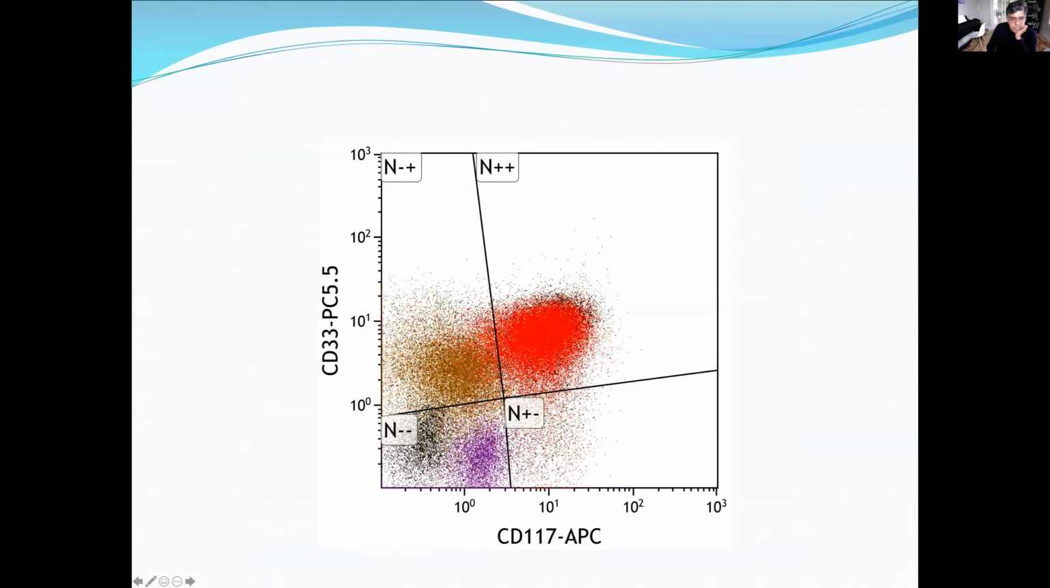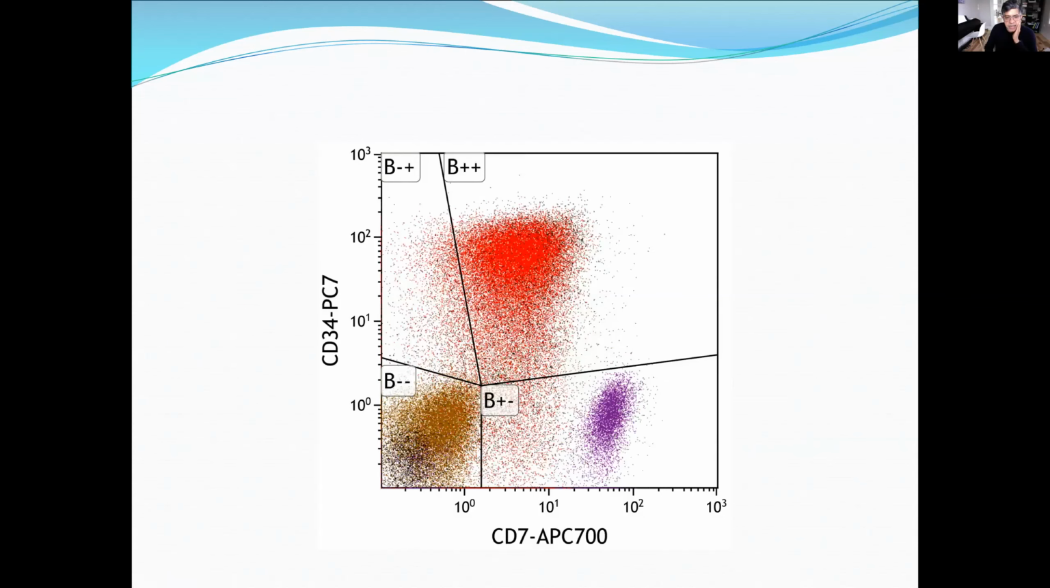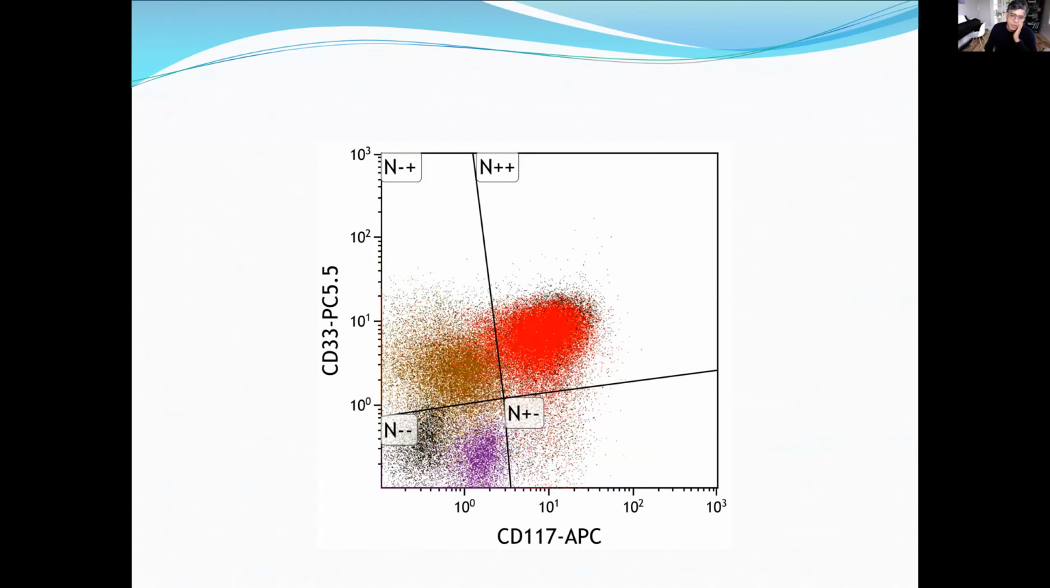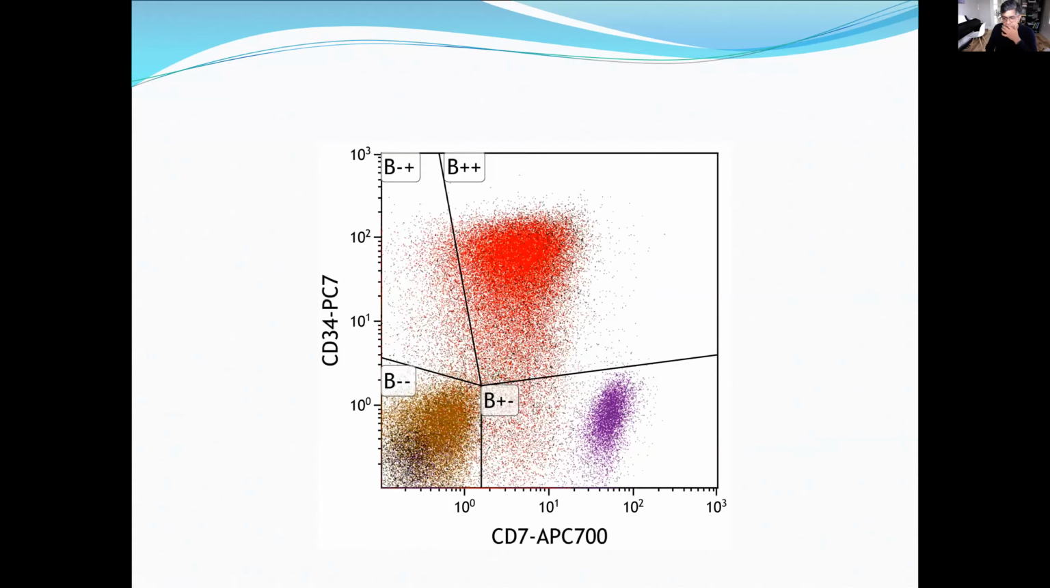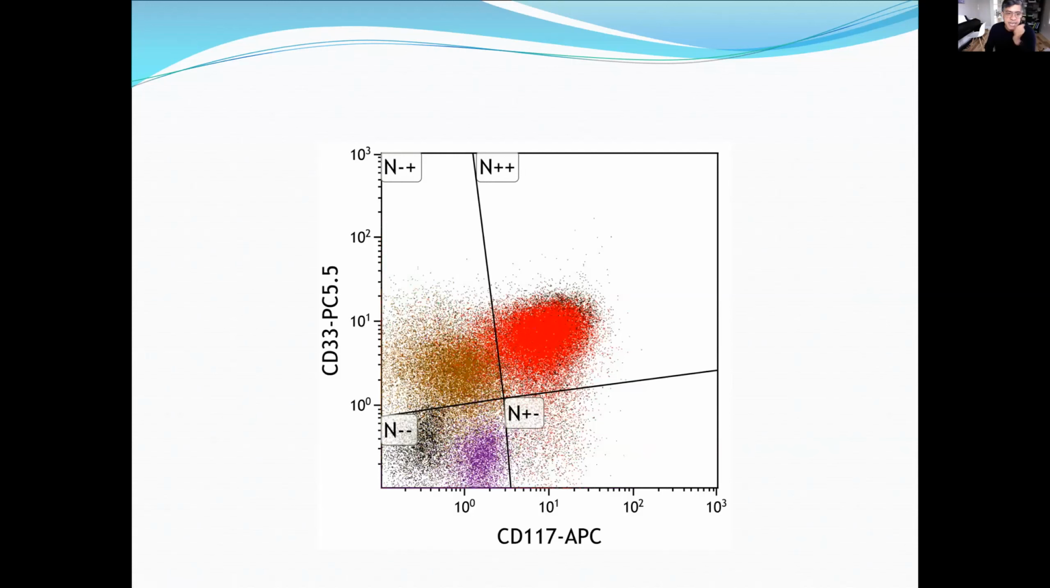And this is CD33 and CD117, which are myeloid markers. And the population that we looked at in red, that was CD34 and CD7, is carried over and seen here. And they express myeloid markers CD33 and CD117. So these are abnormal myeloid blasts. Abnormal because they express CD7. So normal myeloid blasts don't express CD7. So that's that. And of course, these are your normal neutrophils there.